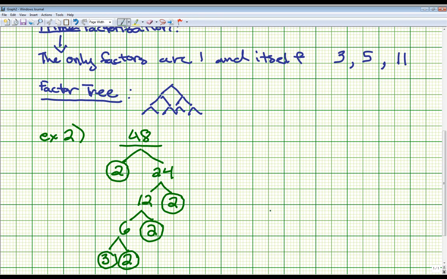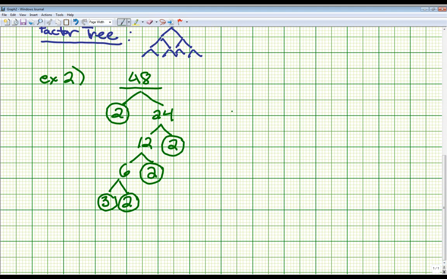So what we have here is now we have branched everything out until all the numbers at the bottom are prime numbers. We have a 2, a 3, a 2, a 2, a 2. We don't actually even worry anymore about these middle numbers. We only look at the prime ones because we're doing a prime factorization.